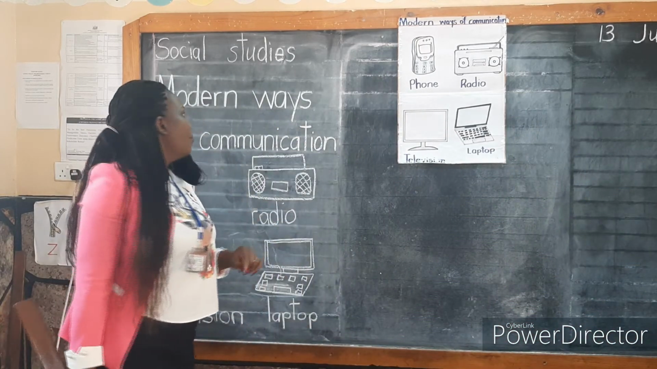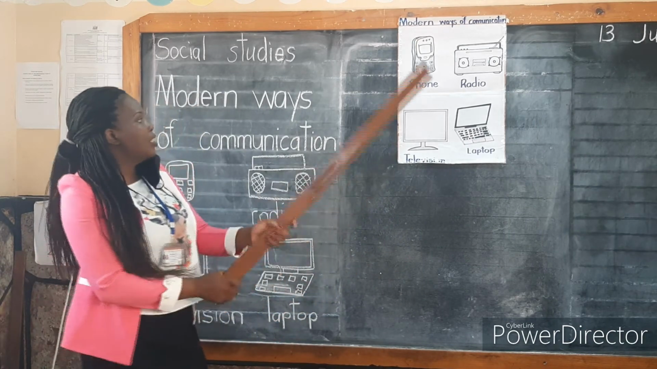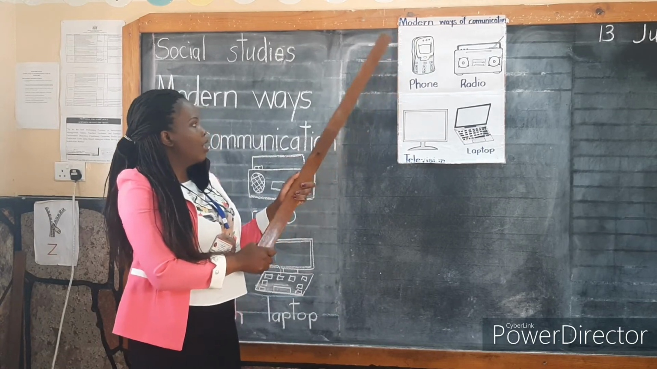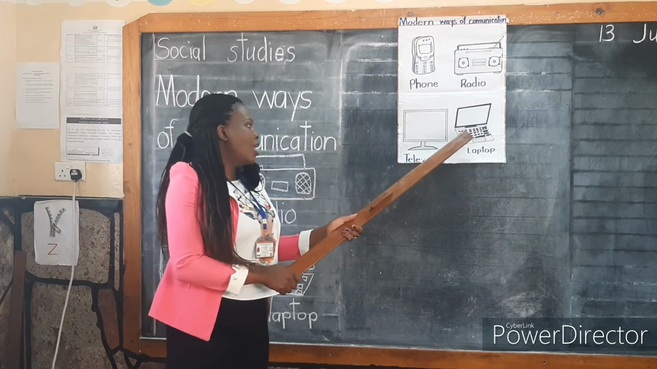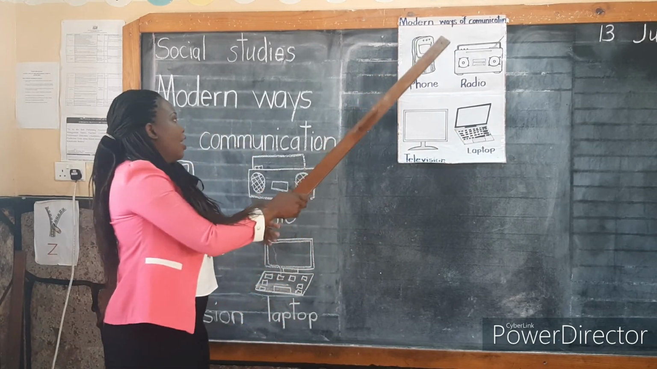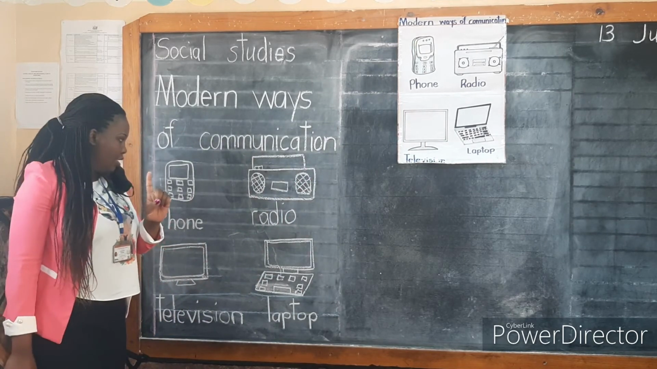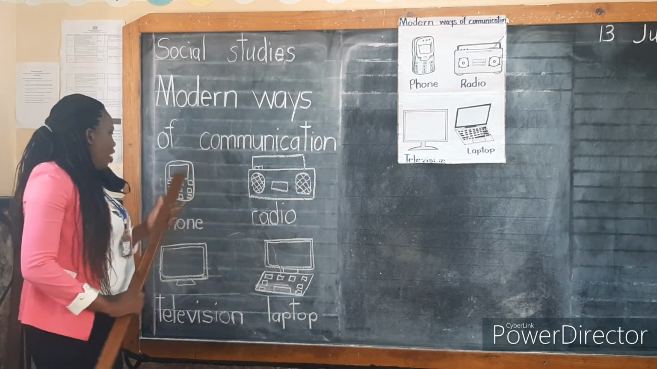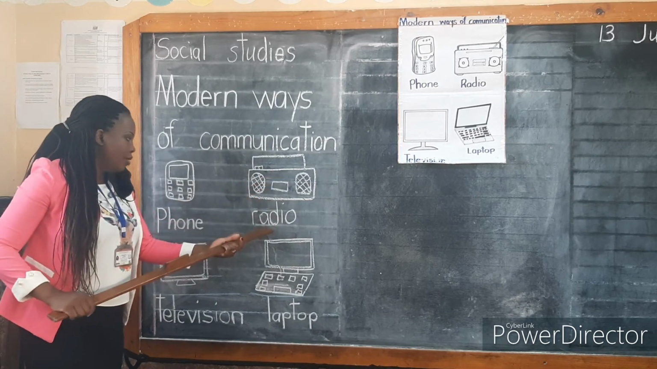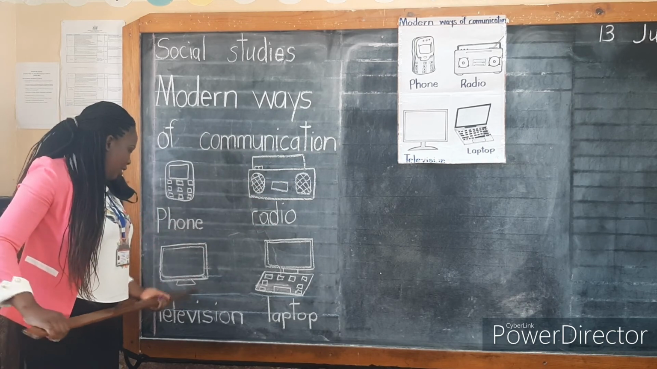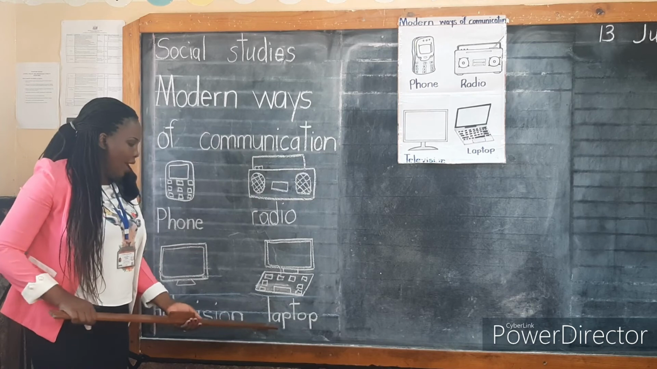Okay, remember, in modern ways of communication, we use a phone, a radio, television, and laptop. Okay, and the drawings that you are seeing here are the same drawings that I'm going to expect you to draw. You draw a phone, you write the name under. A radio, you write the name under. The television, you write the name under, as well as a laptop and the name under there.